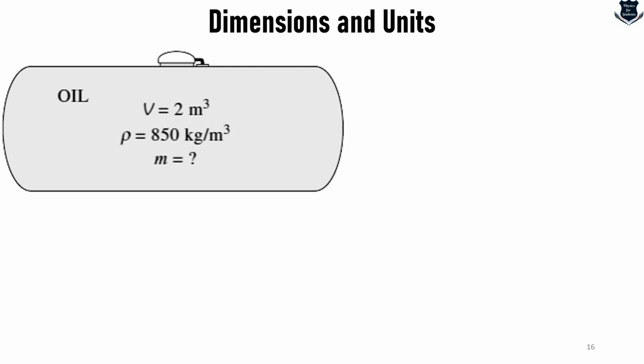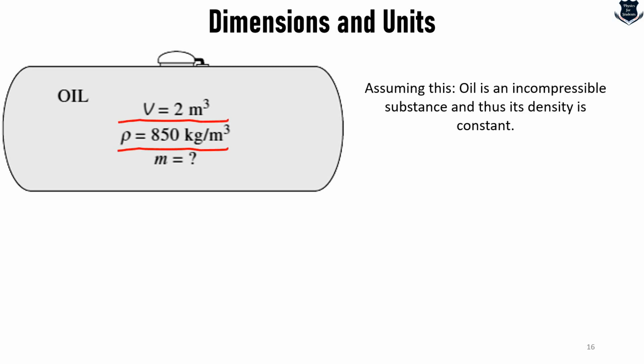If the volume of the tank is V equals 2 m cubed, determine the amount of mass m in the tank. I know it is too simple, but what is important is that this is the volume and this is the density, and so we would assume in this way that oil is an incompressible substance and thus density is constant.